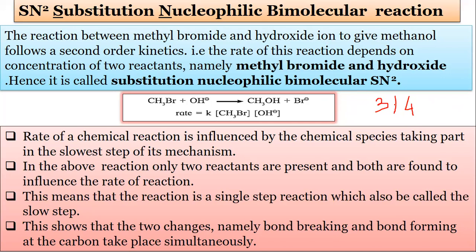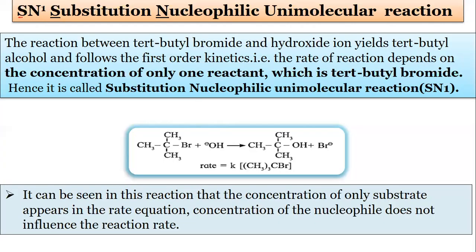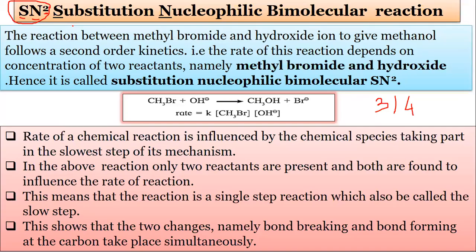But before that question, you must know what an SN2 reaction is. SN2 is a short form. S stands for substitution, N stands for nucleophilic, and this 2 is bimolecular. SN2 means substitution nucleophilic bimolecular, and another reaction is the SN1 reaction. See, this is SN1, substitution nucleophilic unimolecular reaction. First we will discuss this SN2 reaction, the reaction of methyl bromide.